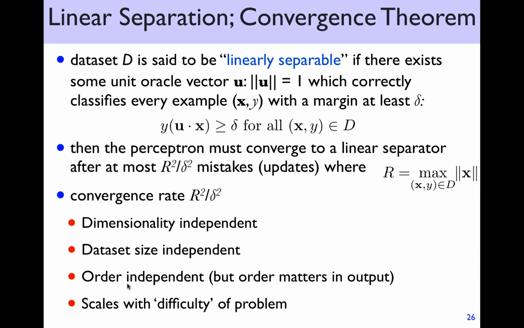But this bound does scale with, or is dependent on, the difficulty of the problem. In other words, the difficulty of the problem is really related to this delta, this margin. Intuitively speaking, if you have a larger margin, that is, the positives and negatives are far apart, they're easy to separate. And if they're very close to each other, then the delta will be very small, and you can see that the bound will be bigger. That means you will likely make more mistakes before you can converge, right? So we'll look at that in more detail.